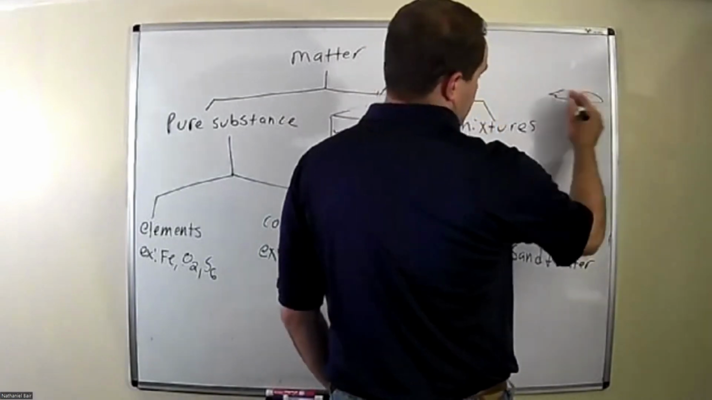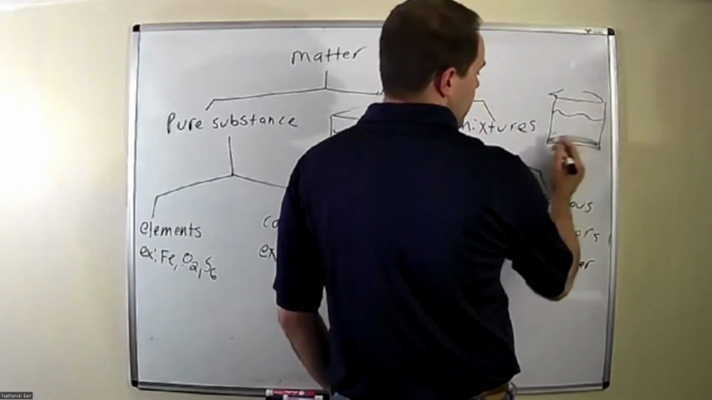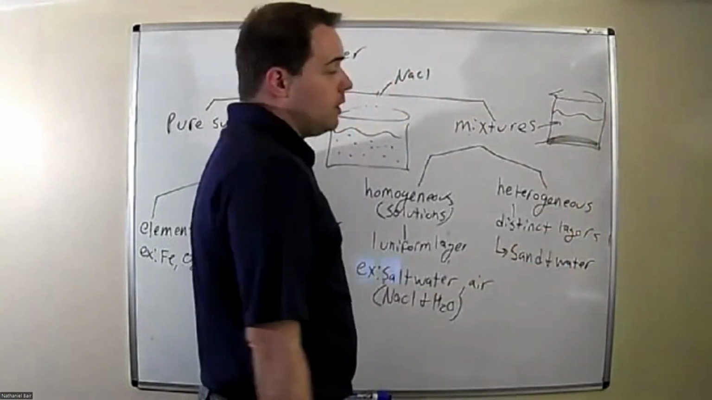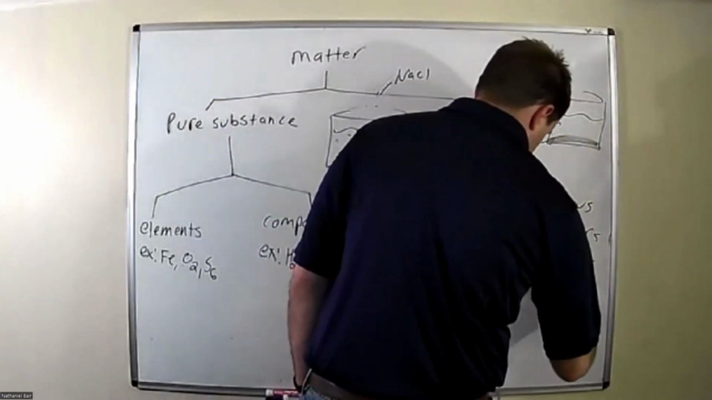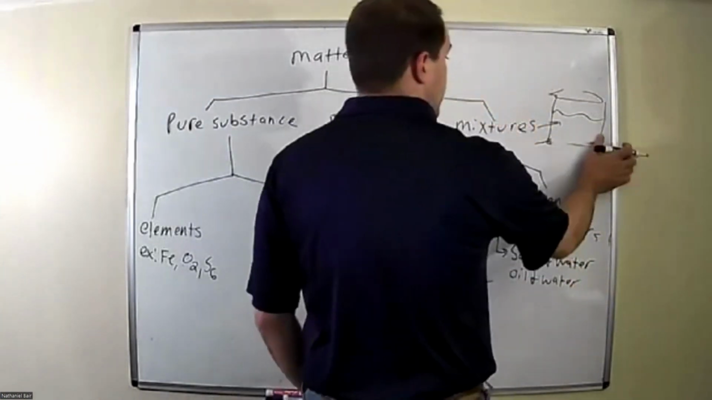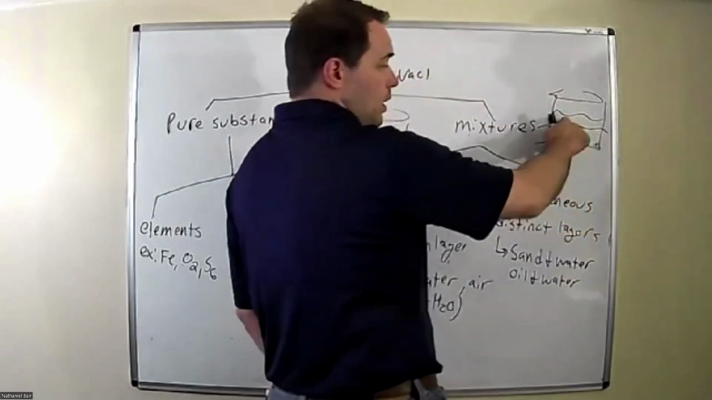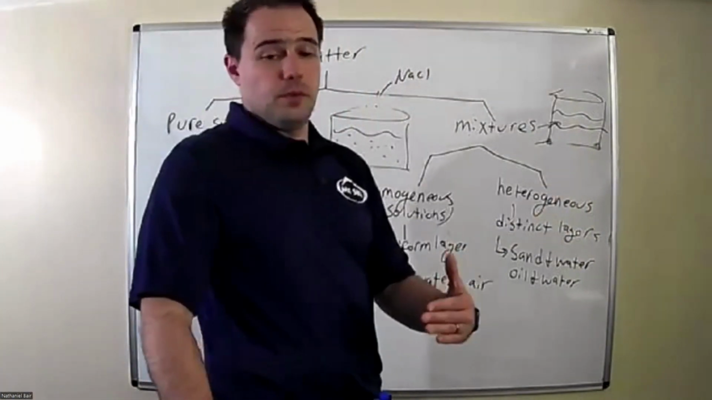Now, if you think about sand, sand is not soluble. So you'd have a layer of sand on the bottom. I got a layer of sand. I got a layer of water. That's a heterogeneous mixture. Oil and water. If I got oil and water, I got oil. The oil is less dense than the water. That's a heterogeneous mixture of two liquids, right?